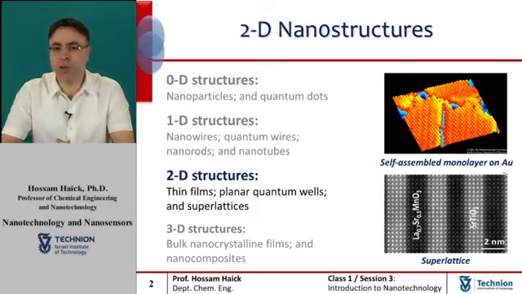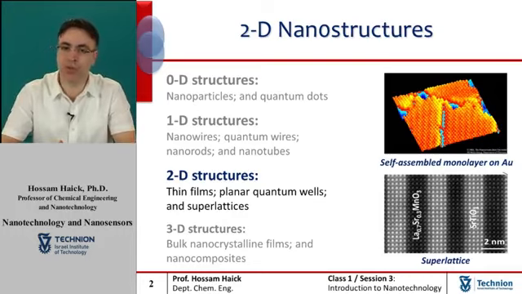In this session, we will continue what we have already started in session number 2 of class number 1. Two-dimensional structures include thin films, planar quantum well, and superlattices, as could be seen on the screen. As a representative example of thin film, please have a look on scanning tunneling microscope image of a self-assembled monomer of N-decanthiolate on gold surface.